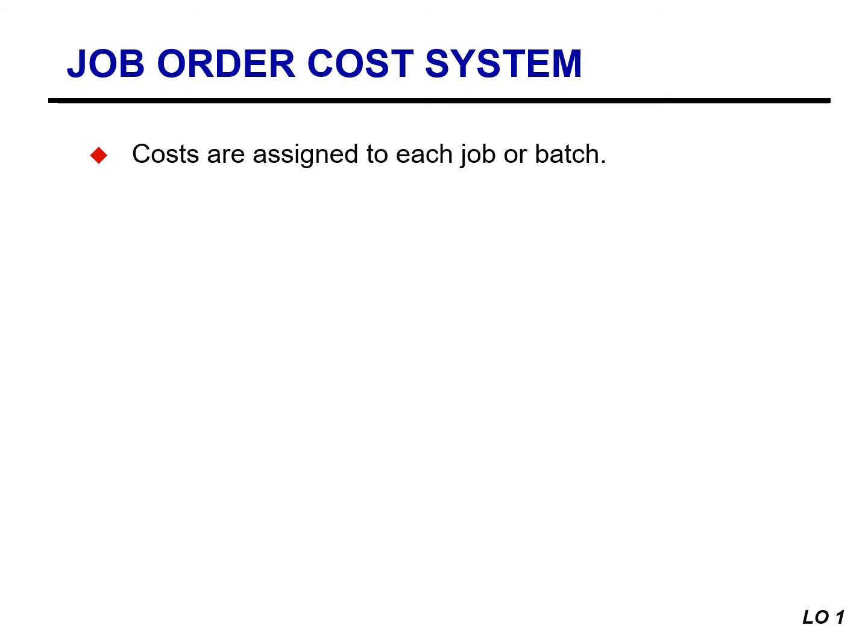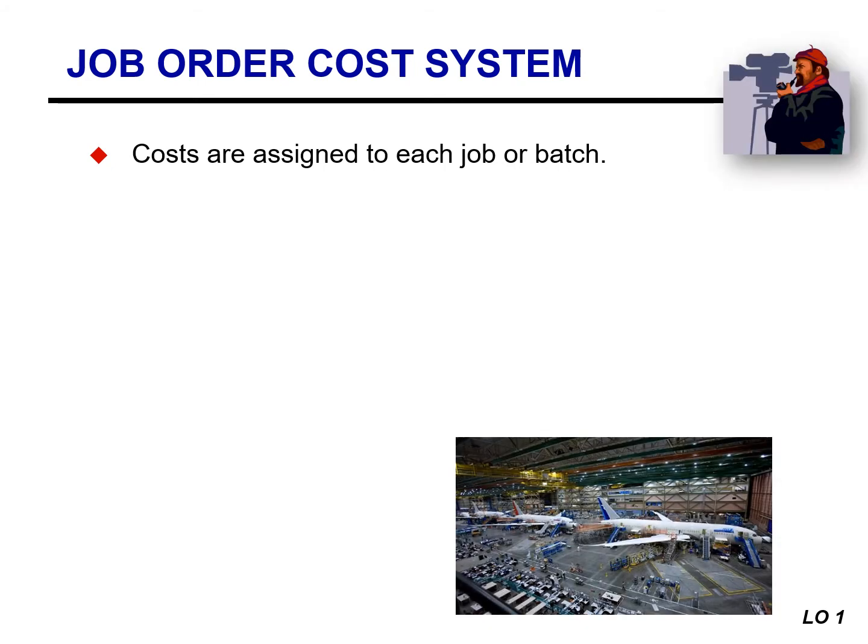In this system, companies assign cost to each job or to each batch of goods. An example of a job is the manufacture of a jet by Boeing or the production of a movie by Disney. An example of a batch is the printing of 225 wedding invitations by a local print shop or the printing of the weekly issue of a Fortune magazine.